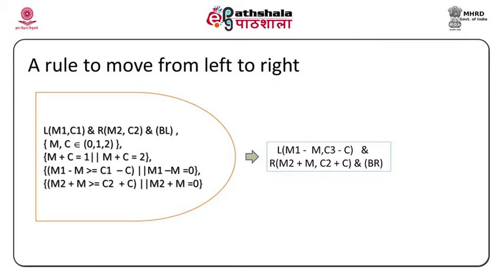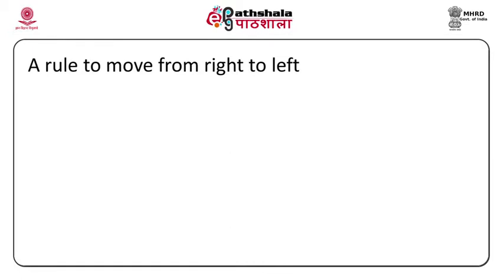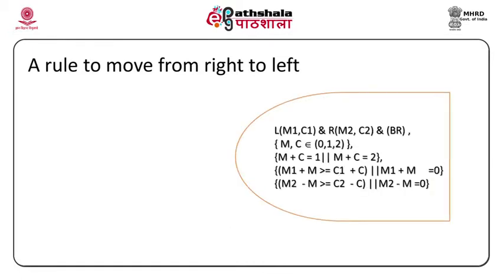Otherwise, if M1 minus M, the total number of missionaries on the left hand side, is 0, then it is fine. Similarly, M2 plus M, the number of missionaries we are now going to have on the right hand side, must be greater than or equal to the number of cannibals on the right hand side. Okay. So, the next condition represents that. Similarly, you can see the move which moves from right to left.